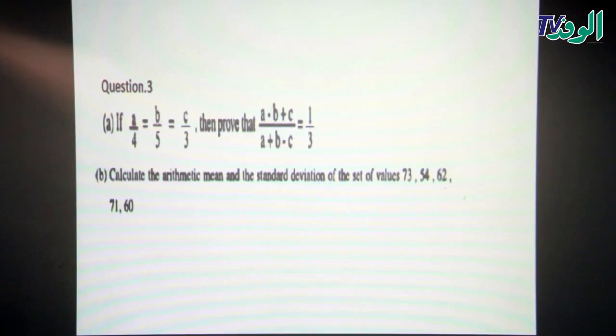But it's better to solve it as multiply the second ratio by negative 1. Or, so you don't get lost, we can make each one equal m and say that a equals 4m, b equals 5m, c equals 3m. We replace a, b and c in both up and down, simplify and we find 1 over 3.